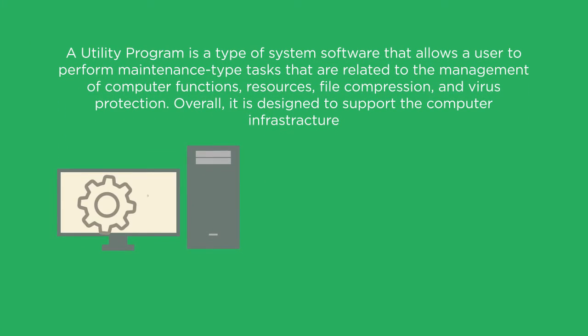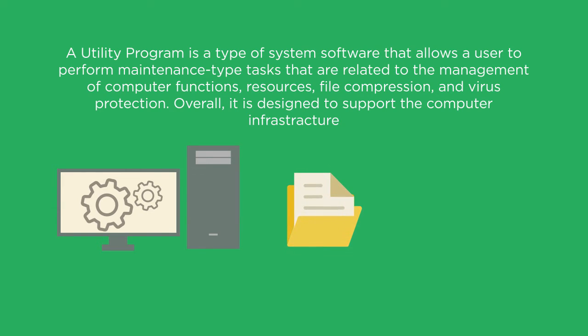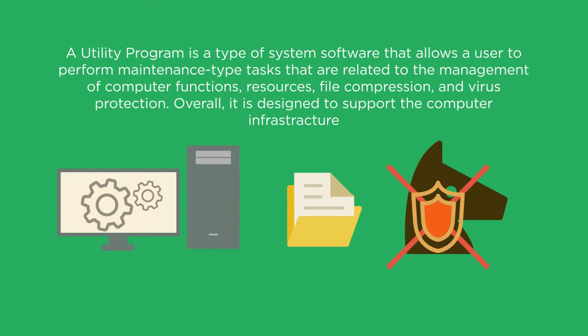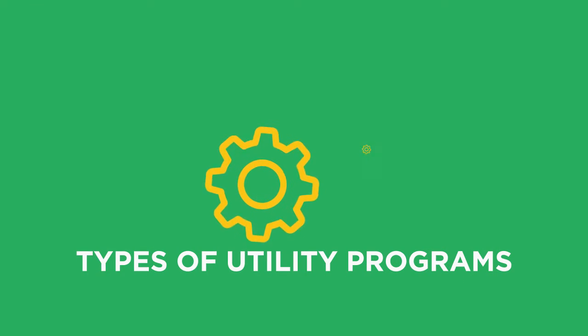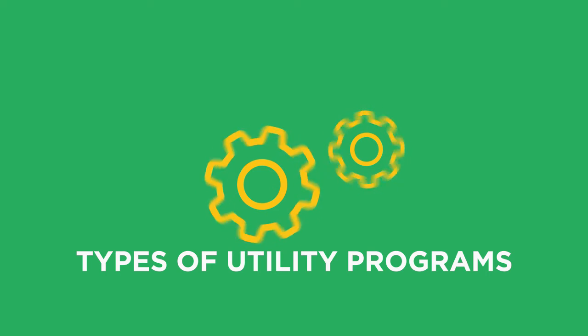A utility program is a type of system software that allows a user to perform maintenance-type tasks that are related to the management of computer functions, resources, file compression, and virus protection. Overall, it is designed to support the computer infrastructure. There are many types of utility programs that can be used by the user to maintain computer activities and resources.